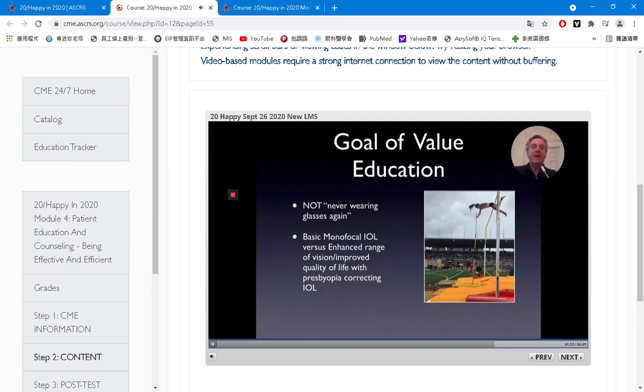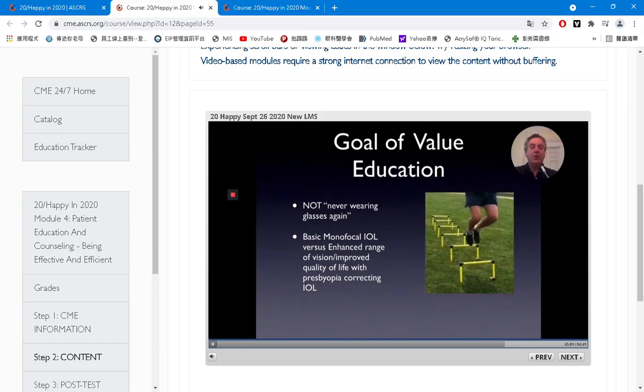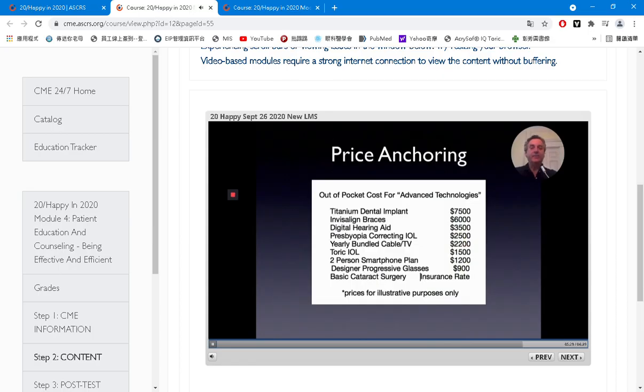The nice thing about using this approach is once you set the bar for basic cataract surgery, you don't have this high hurdle of never wearing glasses again. You have a much more approachable goal of giving the patient more than they would get with basic monofocal cataract surgery. With a presbyopia correcting lens, they'll get an enhanced range of vision, improved quality of life, and more visual function. You're not promising that they'll never wear glasses again, but you are letting them know that they'll do better than they would with a single focus lens set for distance.